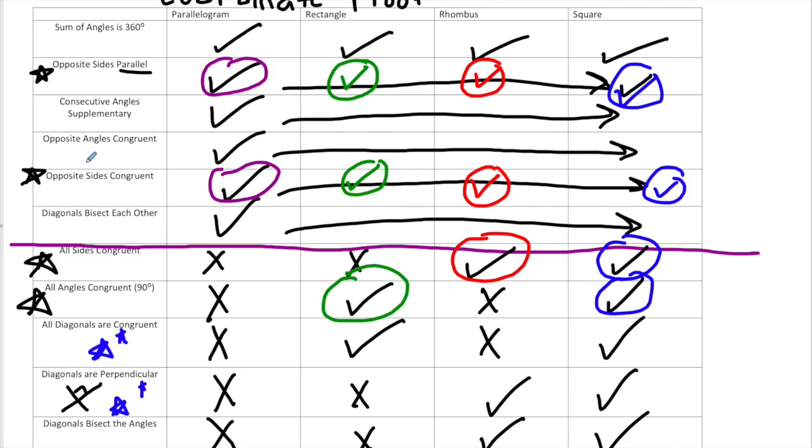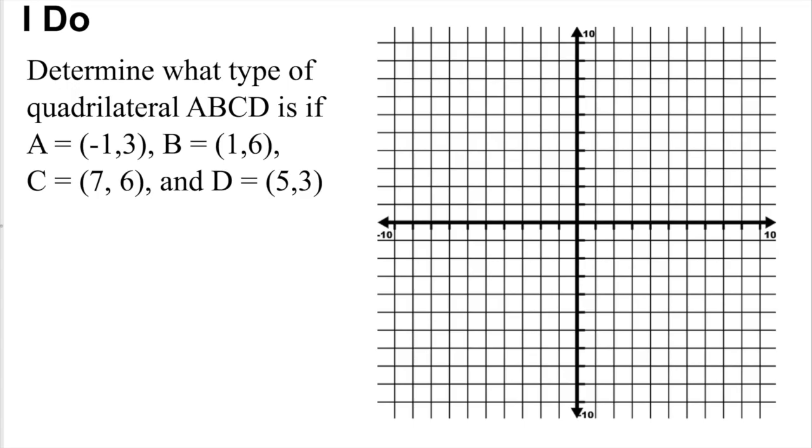All right, so again, I encourage you to go back to this and to take a look at this because this is going to be helpful as we do the video. Feel free to rewind, and I will put timestamps down below. So if you need to skip back to this, you can do that, okay? So what I'm going to do is start talking about the first coordinate proof that we have here. It says, determine what type of quadrilateral ABCD is if A is (-1, 3), B is (1, 6), C is (7, 6), and D is (5, 3).